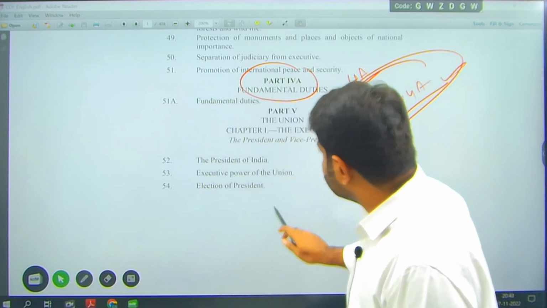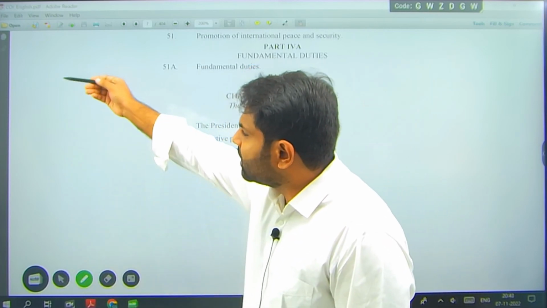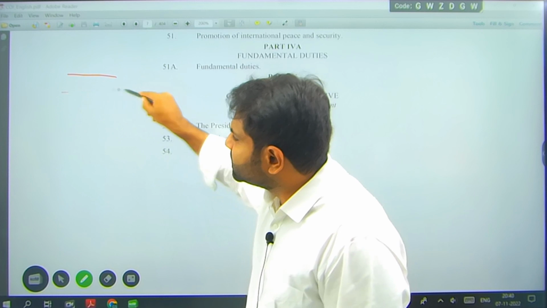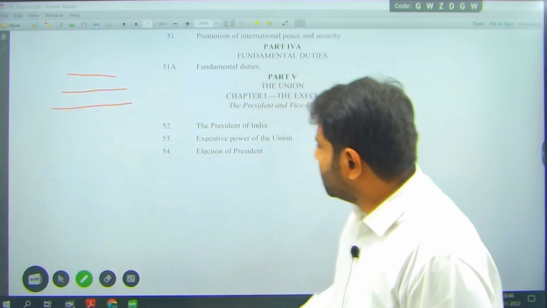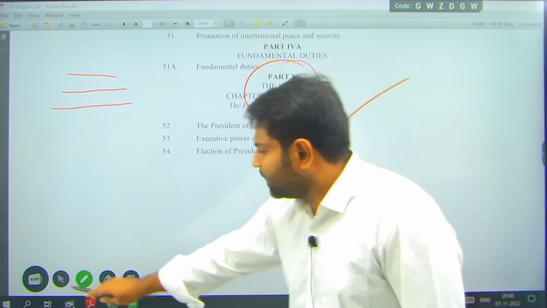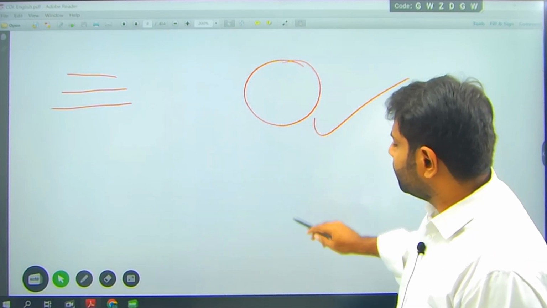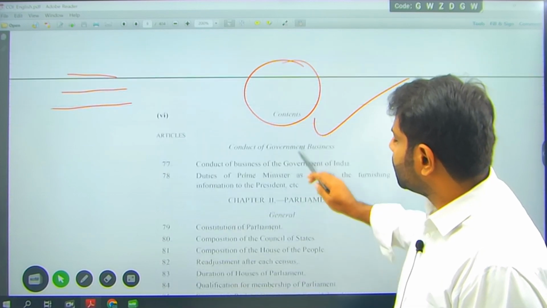Next, if you remember, when I spoke about state, I spoke about territory, I spoke about citizenship. The third one is government. In government, we need to talk about the union government. The fifth part is the union government.